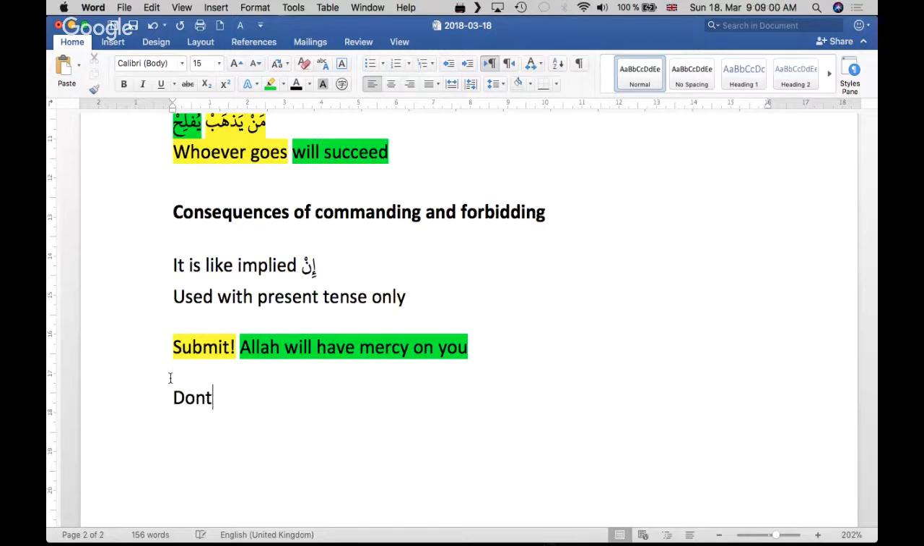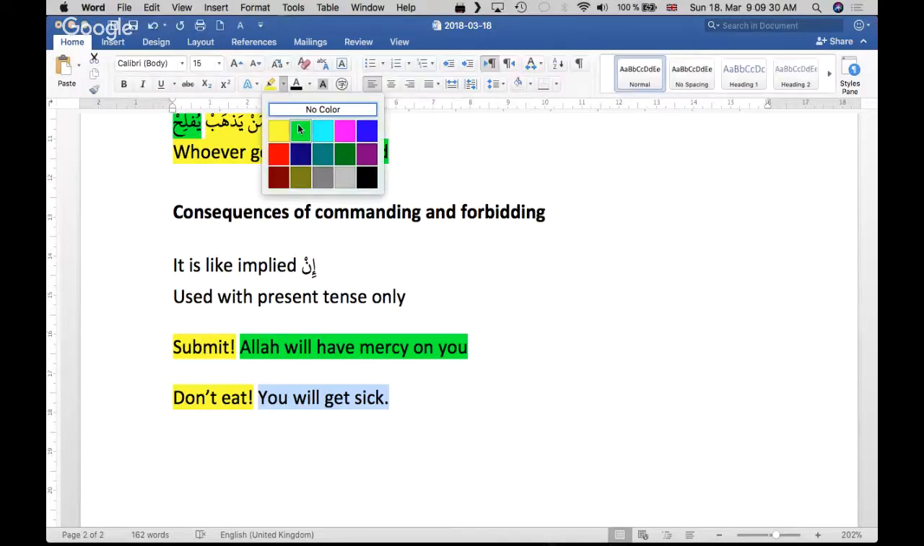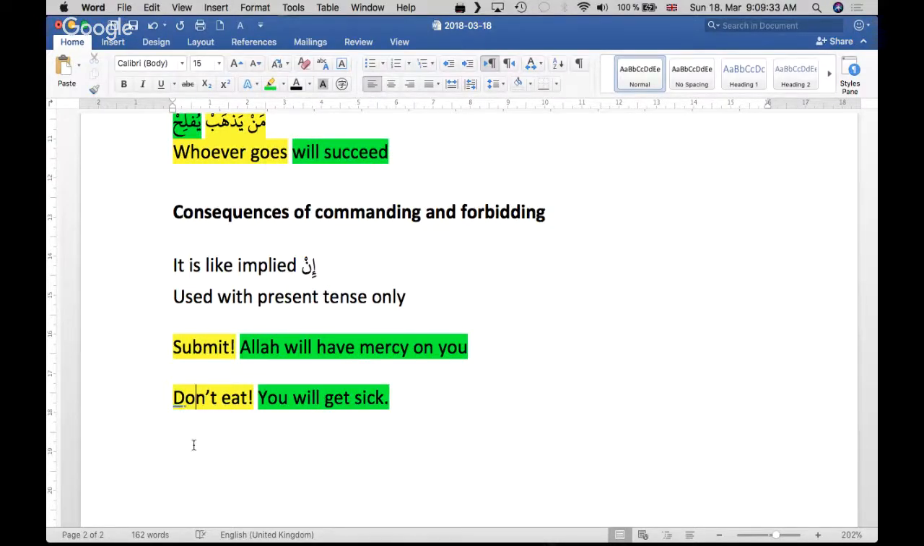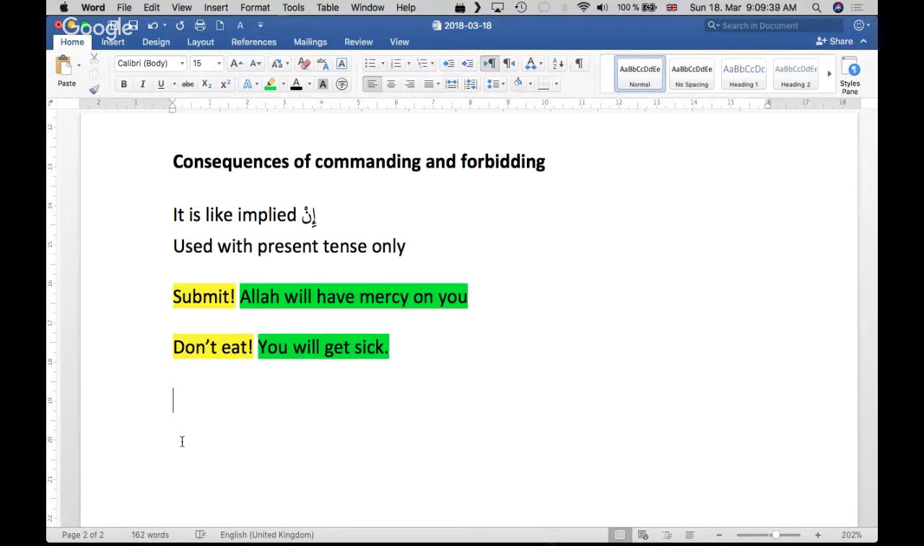Or, don't go. Don't eat, you will get sick. Okay, so what's happening here? This is a forbidding statement. Don't eat, which is putting a condition, and the answer to the condition is effectively you will get sick. Now you have to look at this answer as a consequence. It doesn't really read as an answer. So it is more like a consequence happening as a result of a command or a forbidding.